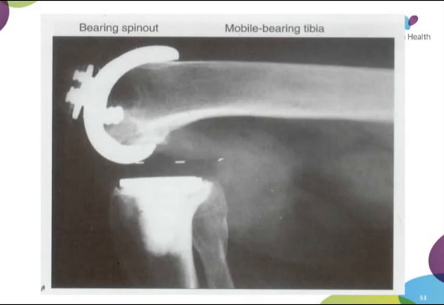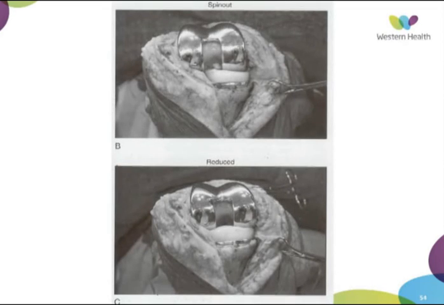They have radiographic markers in the actual polyethylene themselves, and this can help us identify which direction they're facing. In this particular example, this polyethylene insert has spun out and is effectively at almost 90 degrees to where it should be sitting. And here's an example of that intraoperatively, where the insert is now not sitting congruently under the femoral component like it should be down here where it's been reduced.